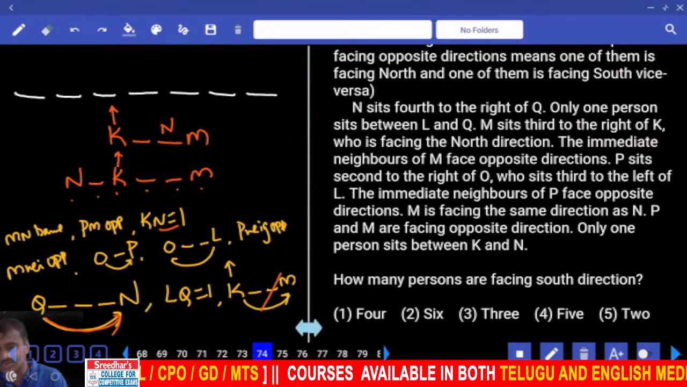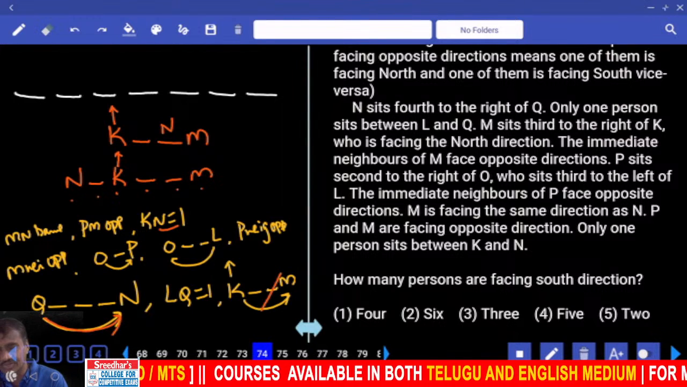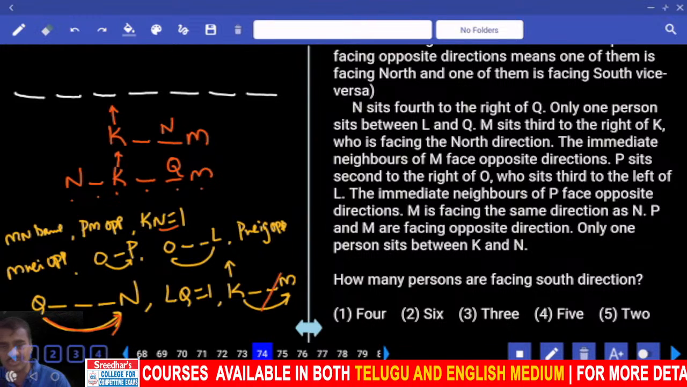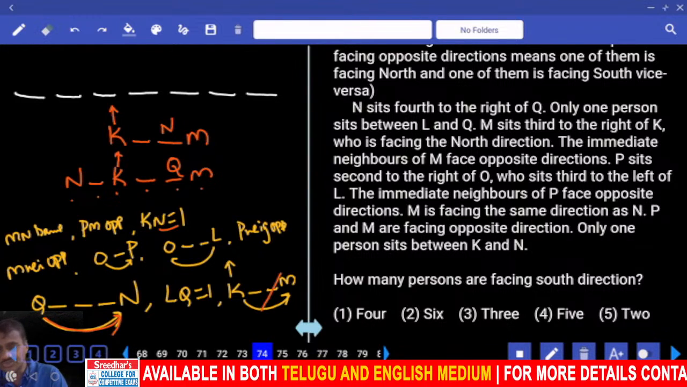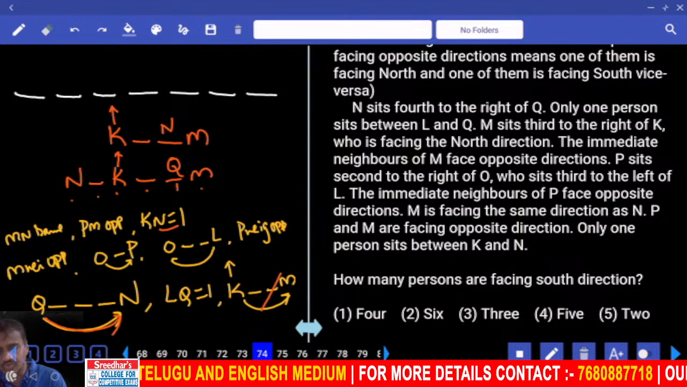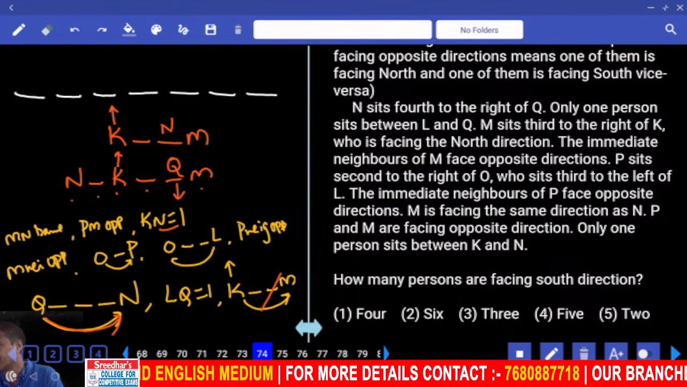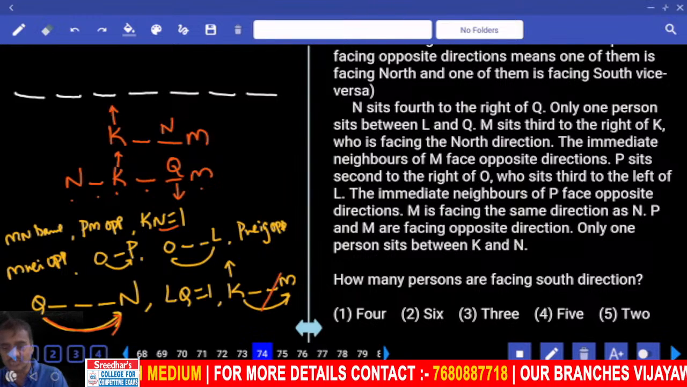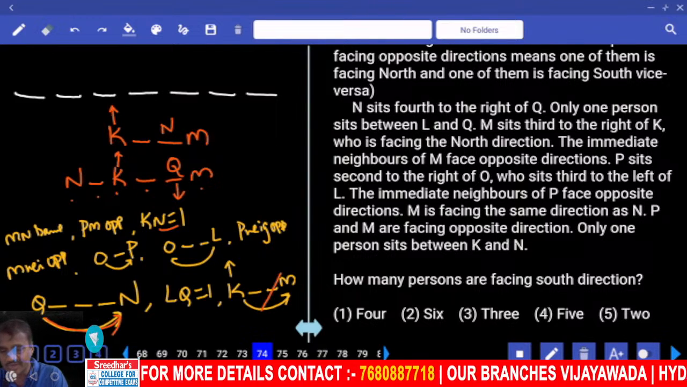There must be exactly 3. 1, 2, 3. And where should this Q be? Q must be here. Now Q is here. N is seated fourth to the right of Q. Q must be facing towards south. Then only N is fourth to the right of Q. Then Q and N were done.